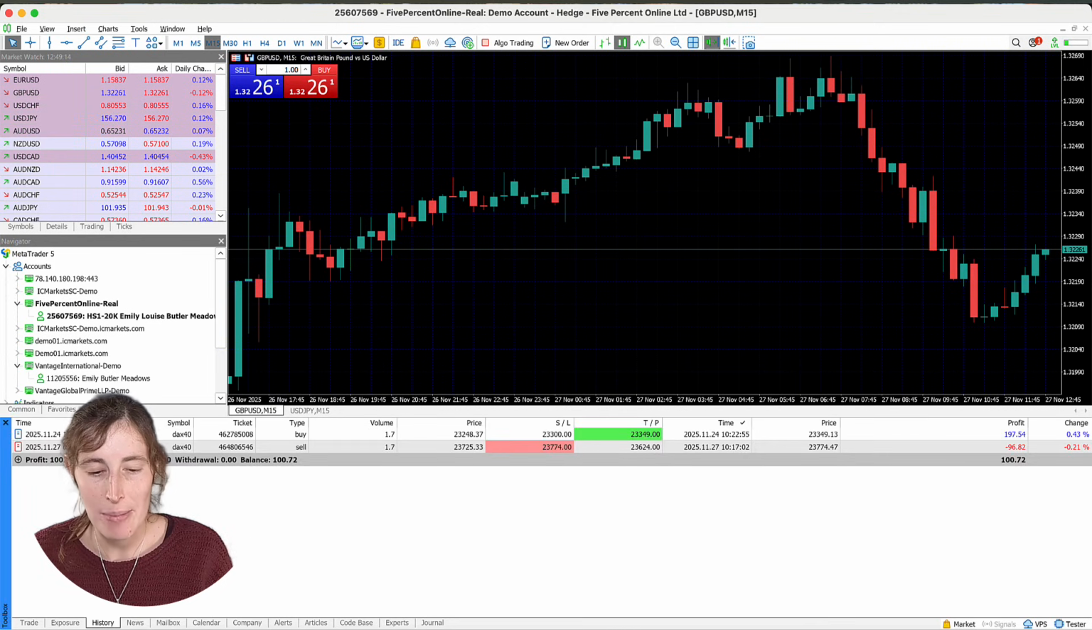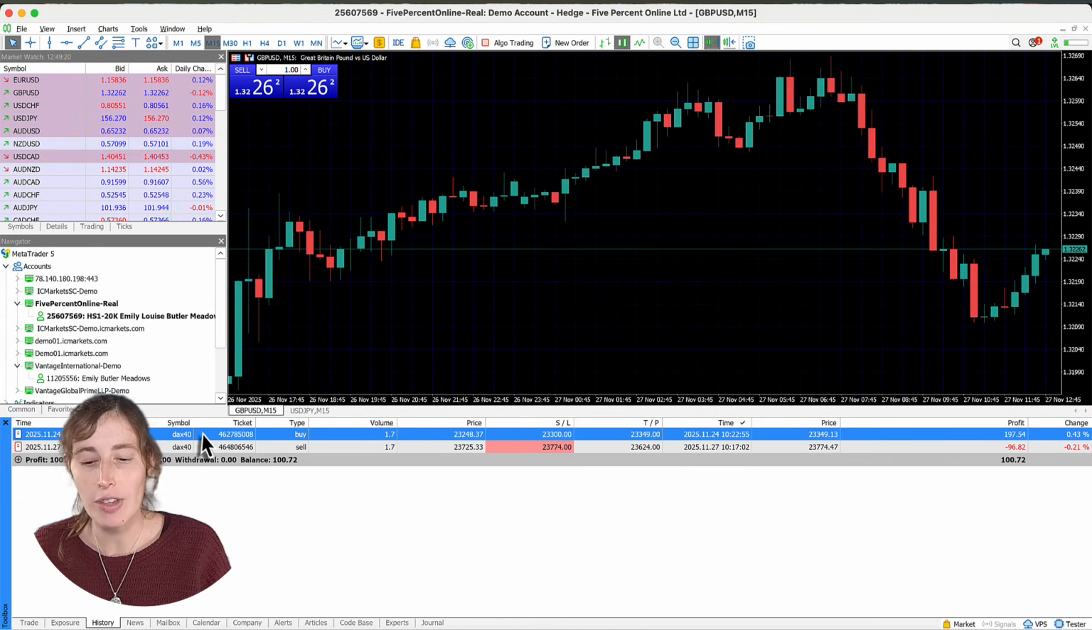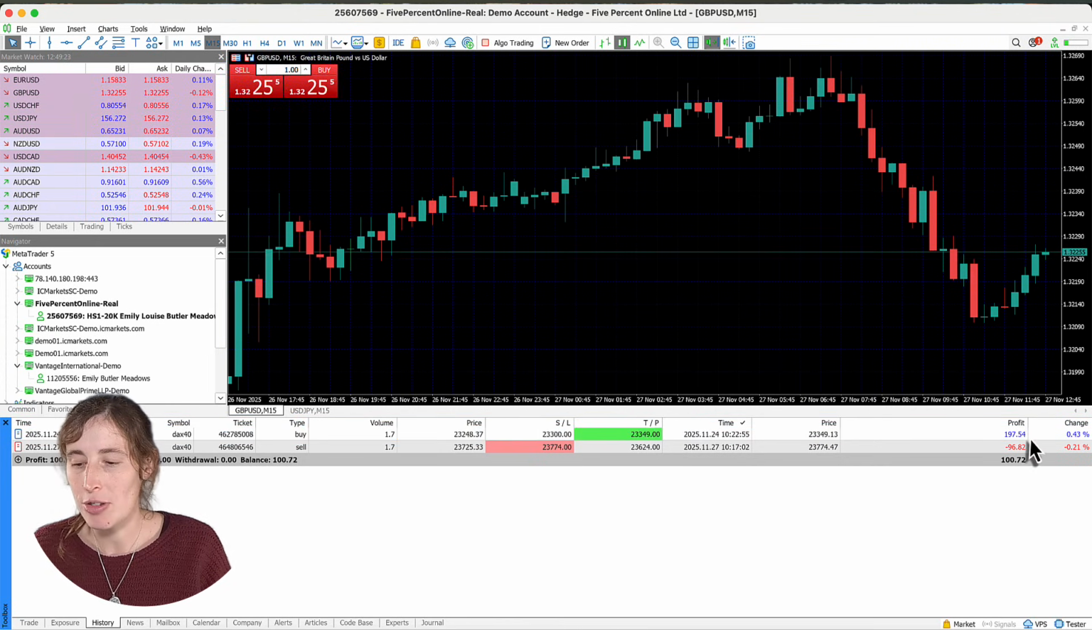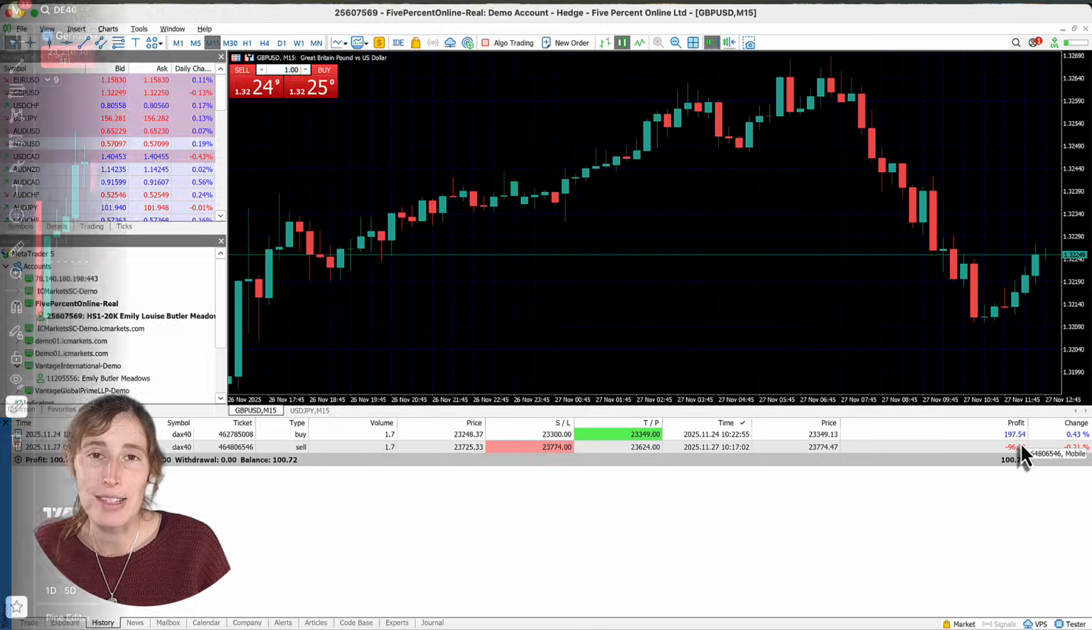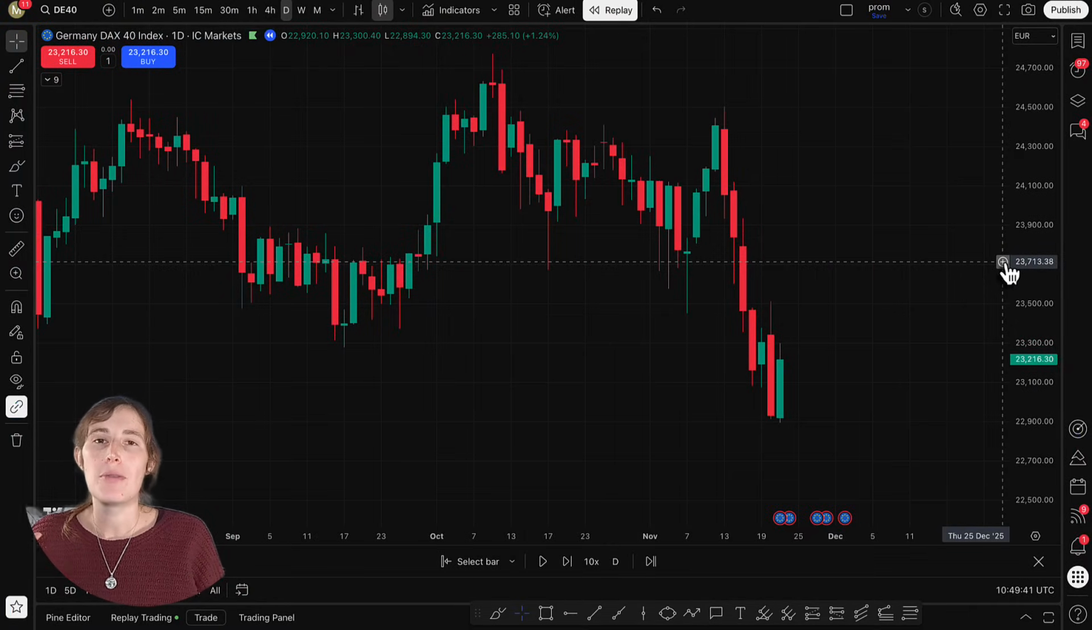So in my history tab here, you can see I've got a couple of trades I took this week, and the first trade is the one I'm going to share with you now on the DAX, which made me a total just shy of $200 profit. This trade was taken on the Monday at the start of the week, and I'm going to go through the entire process step by step with you now.